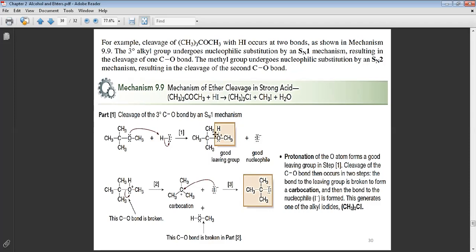And that gives you a carbocation. It will be the secondary or tertiary carbocation. Now the next step: the halogen, the nucleophile, will attack the carbocation to give you the CH3 carbon, CH3I, meaning this alkyl halide.